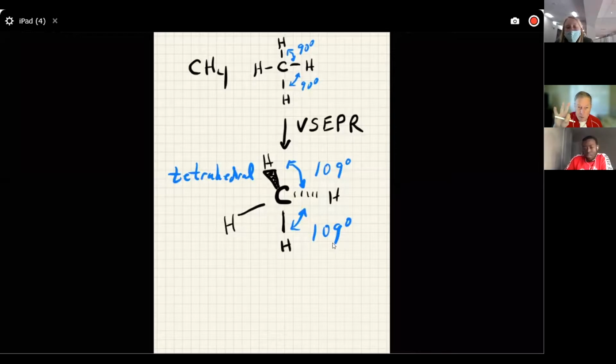Saturated carbons and hydrogens, so ones that have no double bonds, no triple bonds. You talk about a carbon atom that has only single bonds to it. That carbon atom must be tetrahedral. All the angles 109. So you see, we're going to talk about shape a lot. But that's not the only thing we're going to talk about in this course.